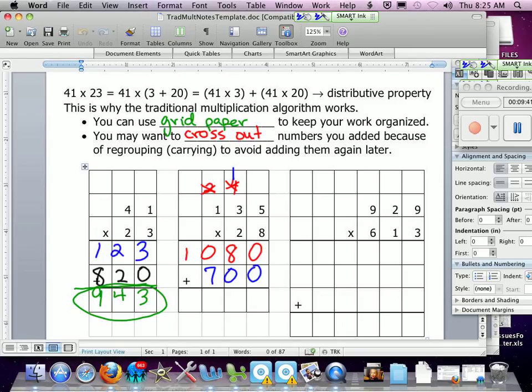And now I'm going to be on my last step. What is 2 times 1? 2. And there's nothing I need to add. There was nothing carried from the last step. So now I'm going to add up all of my digits.